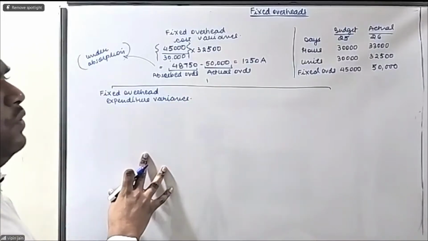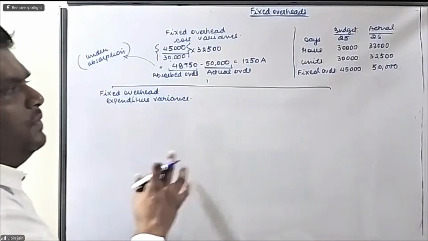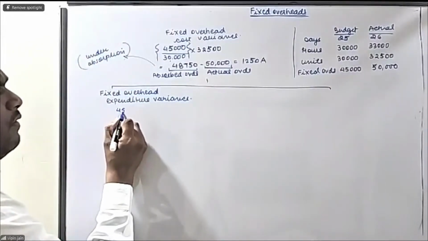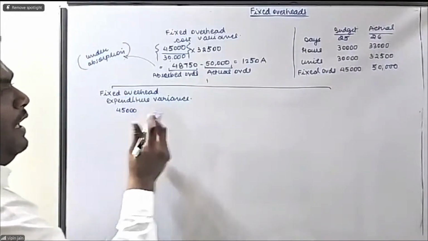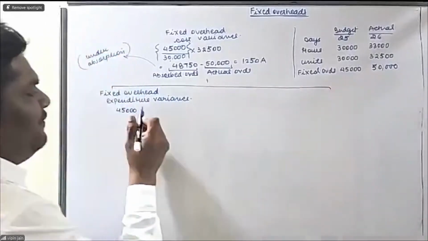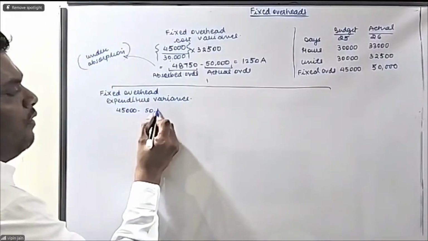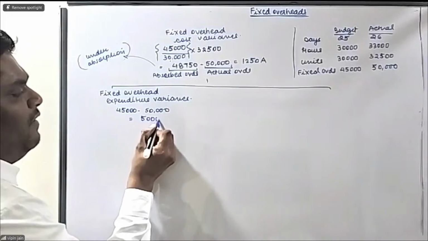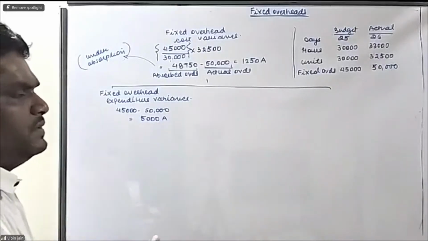Next one is fixed overhead expenditure variance. So my budgeted fixed overheads are 45,000 and my actual fixed overheads are 50,000. So how much extra have we spent? 5,000. So we call it adverse.